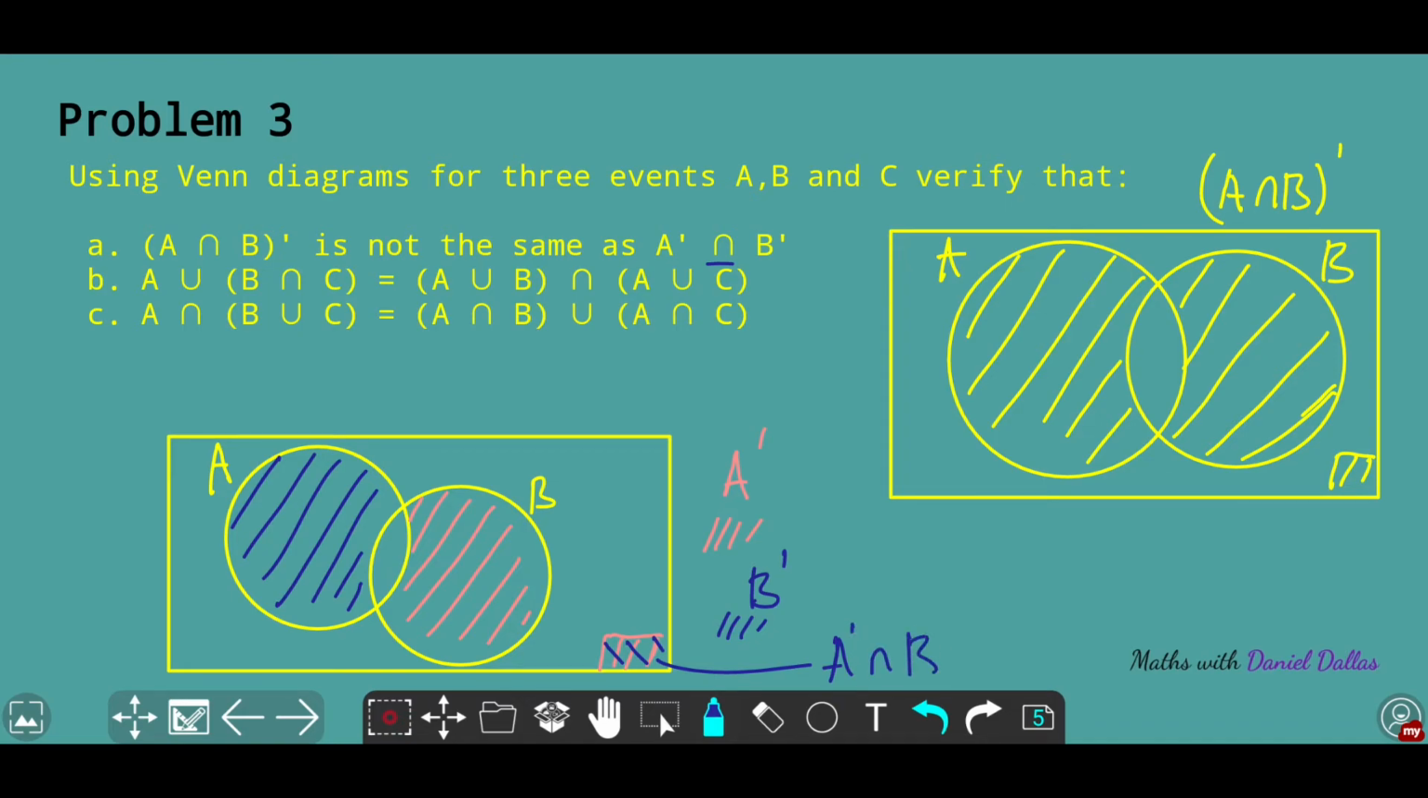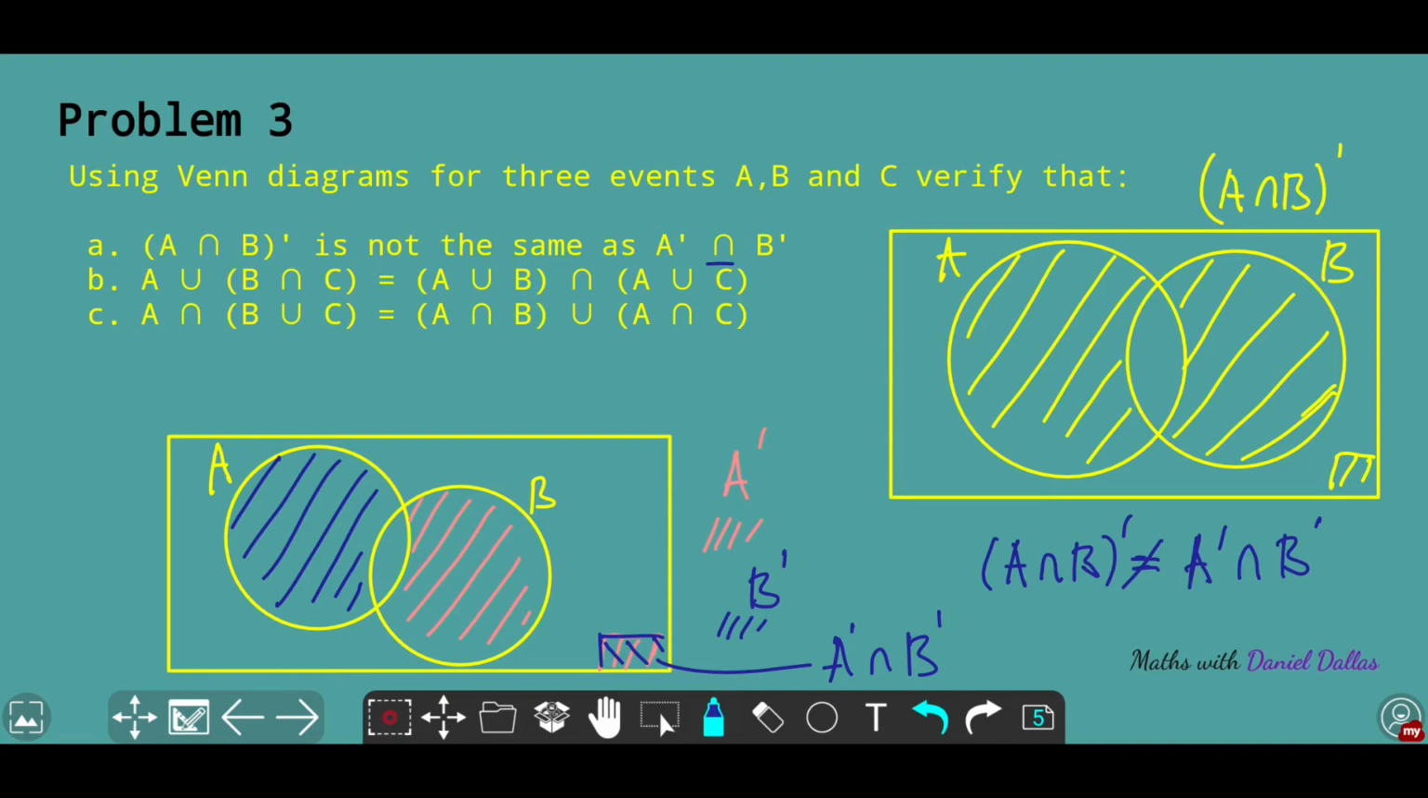As you can see, there is quite a significant difference. Here, it's the only common part for not A intersect with not B, while for A intersect with B and the complement of this, it's a much wider region. So this operation, when you use the complement operator, is not equal to not A intersect with not B. So that means we prove it, and let's move to part B.